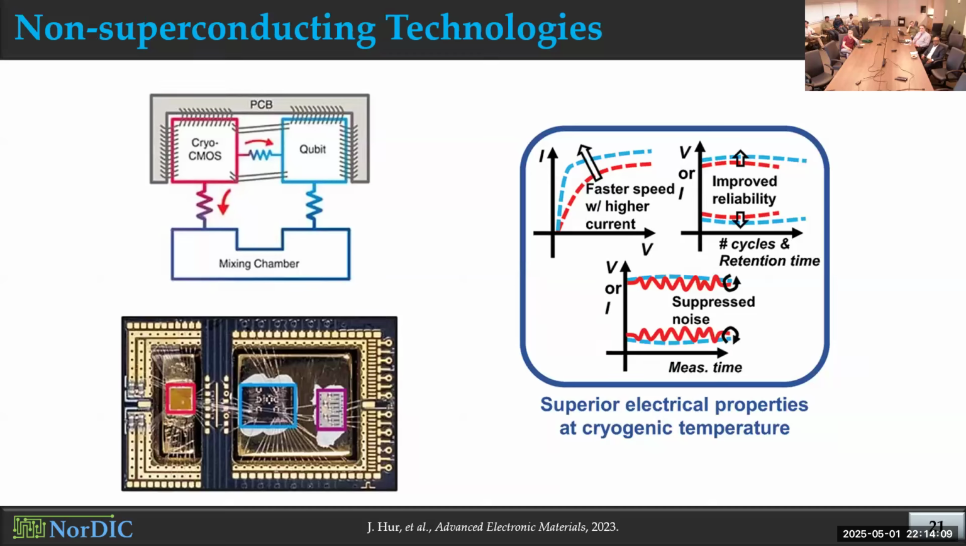So when we characterize these non-superconducting technologies at cryogenic environment, we observe improvement in different performance metrics because at cryogenic environment, the mobility of semiconductor devices increases. So we have better speed at cryogenic environment. Also, the threshold voltage decreases, which gives us a better power efficiency. And also, we observe improvement in the sub-threshold slope.